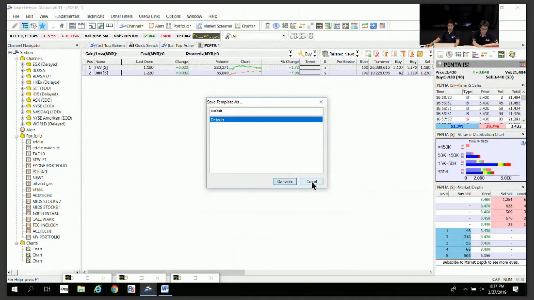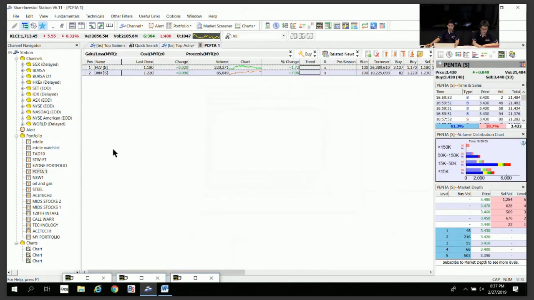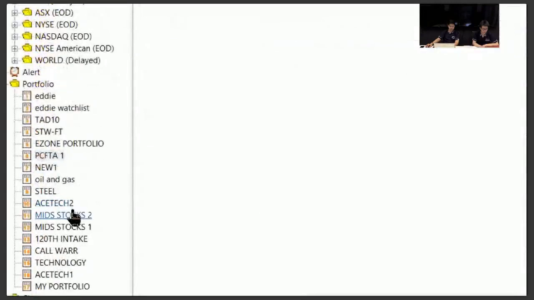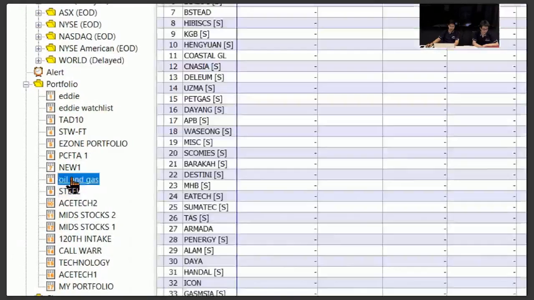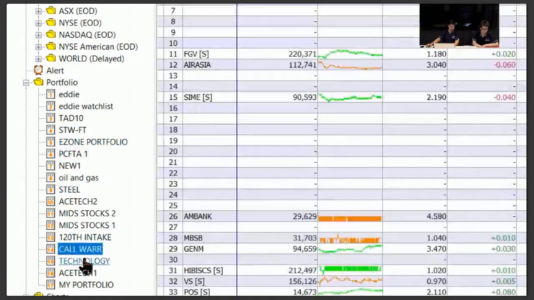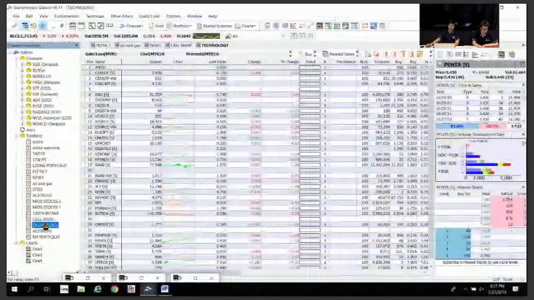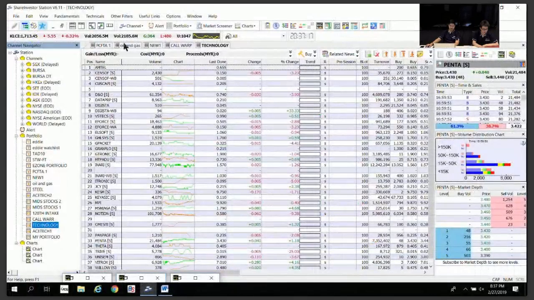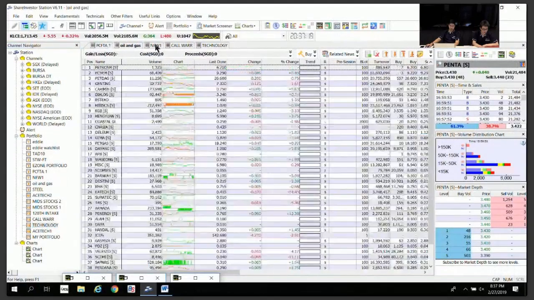But for me, I don't save because I already have my own layout here already, okay. So every time you open your SI, you will see this thing around here like that. It will be like that, except for these 4 bars, which may change around. Let's say I click on steel, oil and gas, new one, PCFTA one, core warrants, technology. You see here, there's only maximum 5 I can open here. 1, 2, 3, 4, 5.